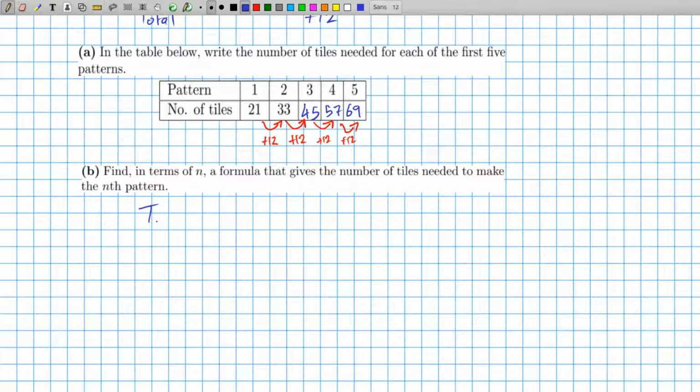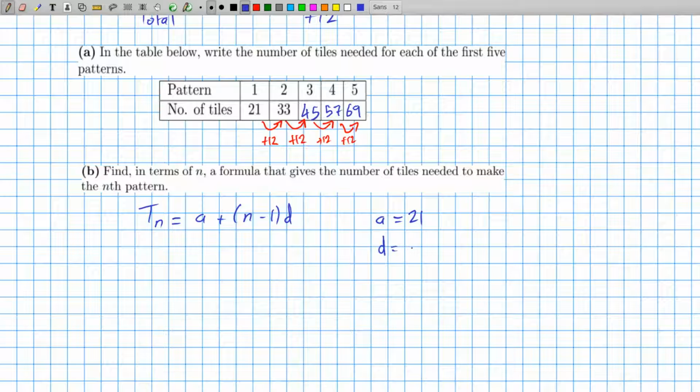That is Tn, in this case the number of tiles that will be in the nth pattern, is a plus bracket n minus 1 multiplied by d. Now A is the first term, that is the number of tiles in the first pattern in this case, so A is 21 in our case. N is the number of the pattern, so it's not something that we currently know because we're trying to make a general formula that will work for any N that we put in. We do know D though, that is the common difference. It's what you are doing to the pattern each time to get to the next one.